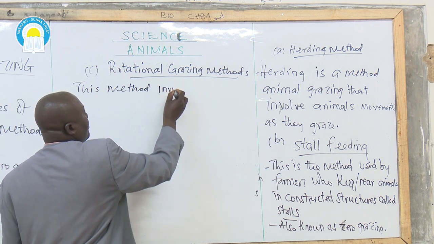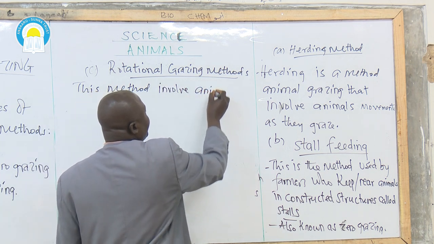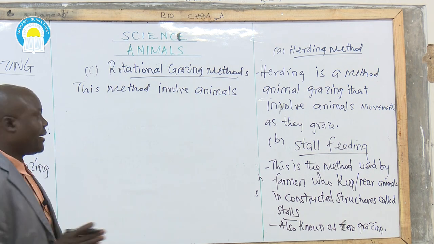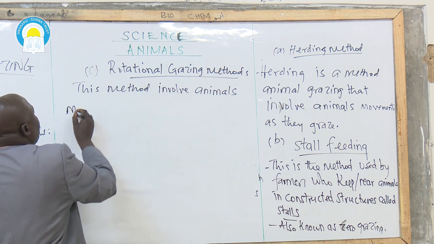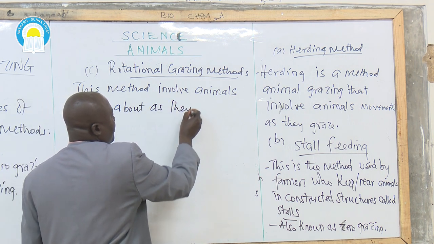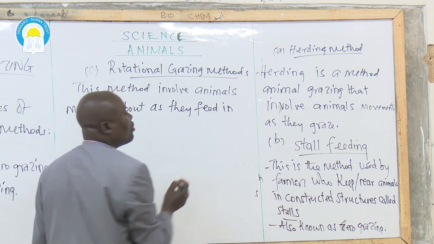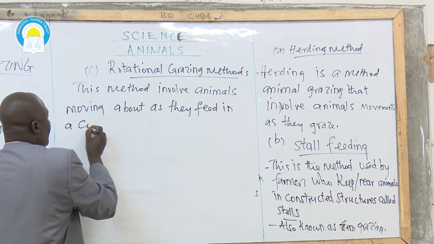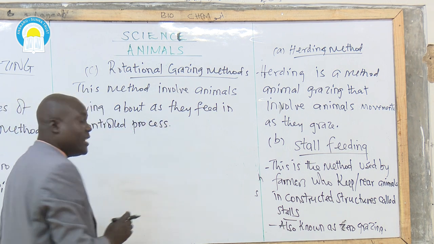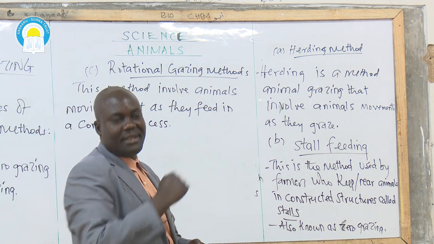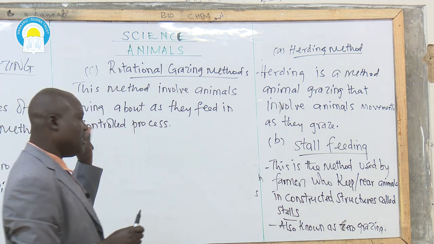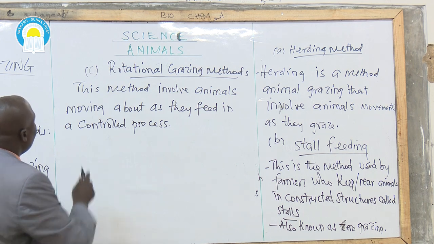This method involves animals moving about as they feed, but in a controlled manner, in a controlled process. What do we mean by this? They are free to move, yes, but there is a certain limit they need to move about. Not like in herding where they can move anywhere they want. This method, they move, yes, but in a very controlled state or process.